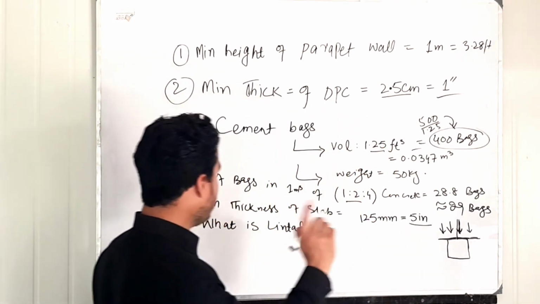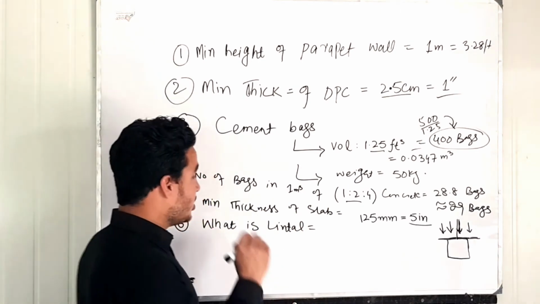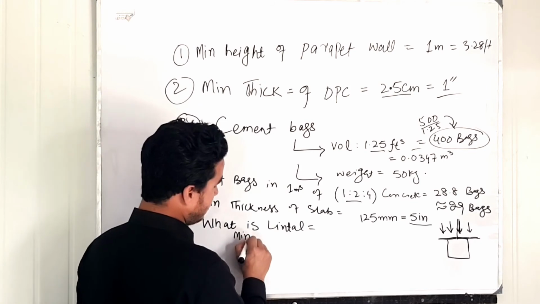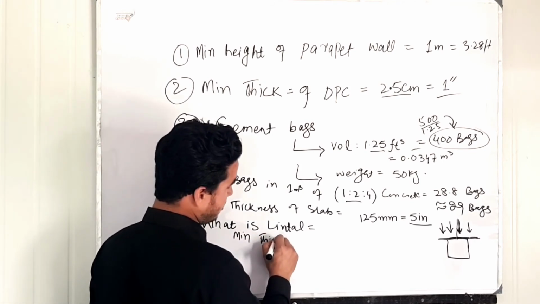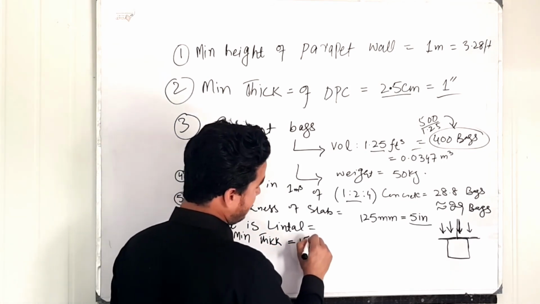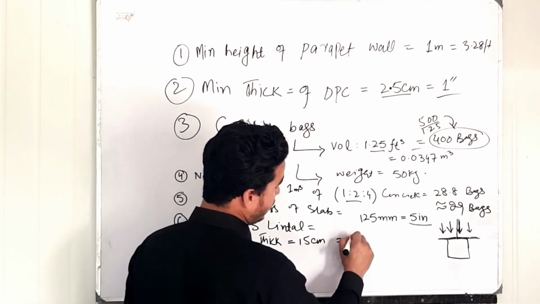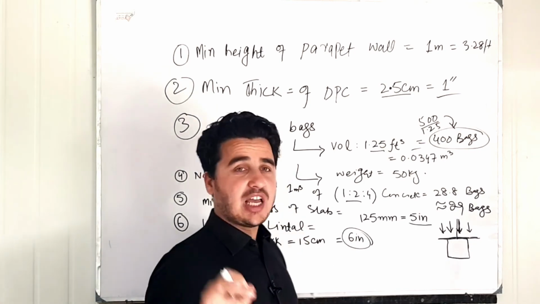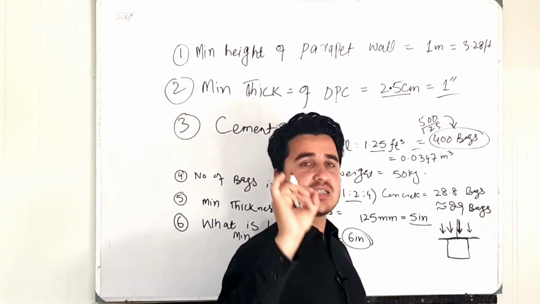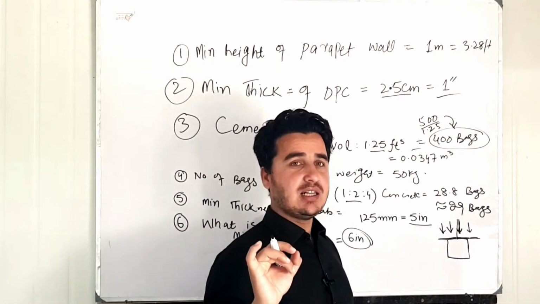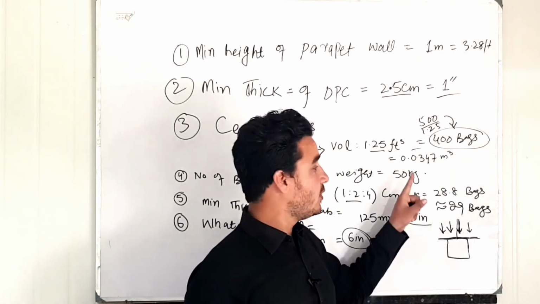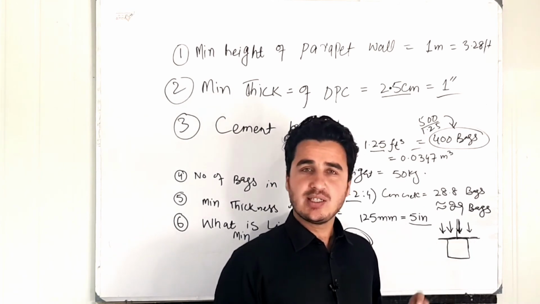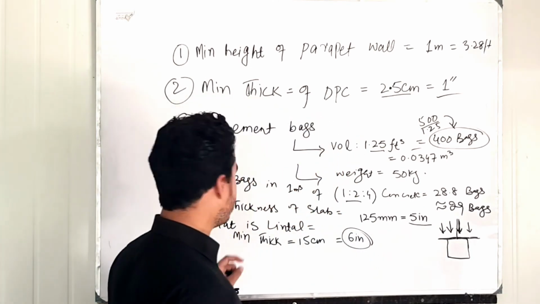The minimum thickness of lintel shall be 15 centimeter, which is equal to 6 inches. Actually this is a beam, so you will have to use a minimum thickness of 6 inches for the lintel so that it may not allow loads from the top to affect the frame of this window or this door. So this was question number 6.